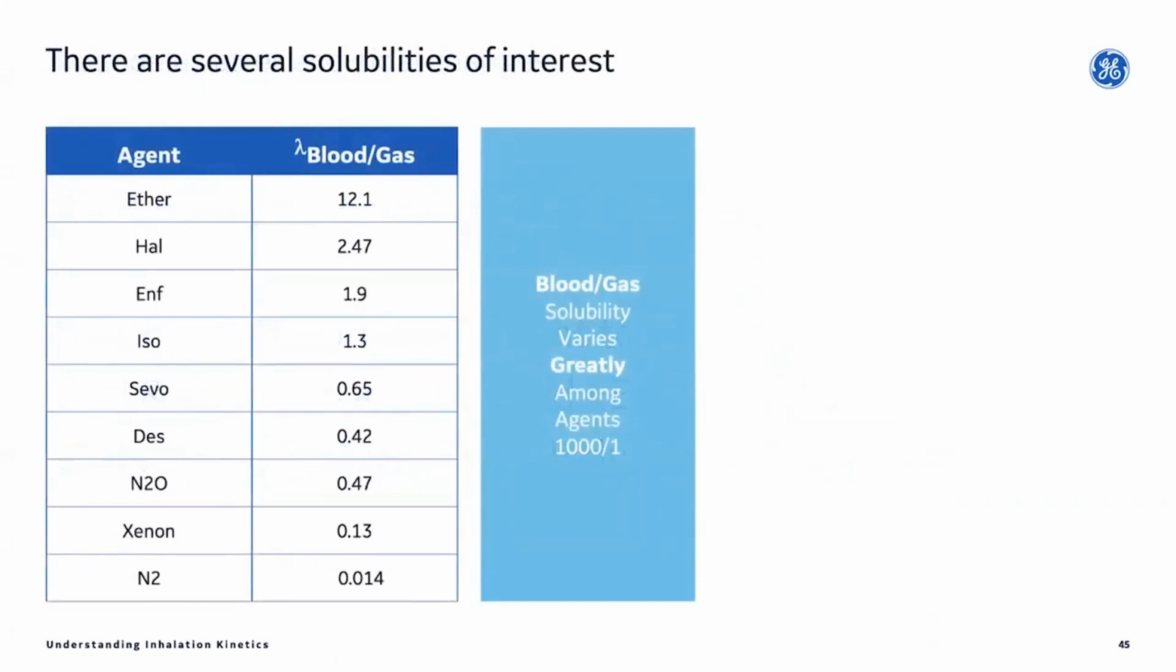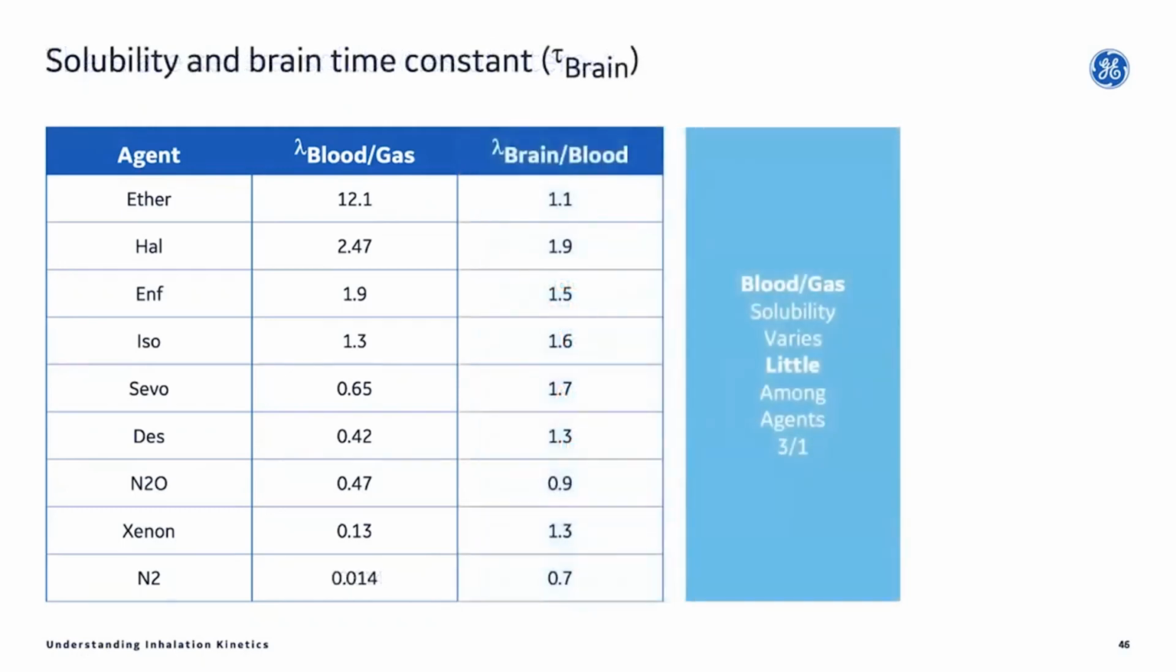There are several solubilities that we see of interest. At the beginning, we saw that the alveolar plateau is varying over a large range, and that impacts the height of that alveolar tension curve. And in fact, it's 1,000 to 1 if we go across from nitrogen to ether. Ether is 1,000 times more soluble than nitrogen, and that's a lot.